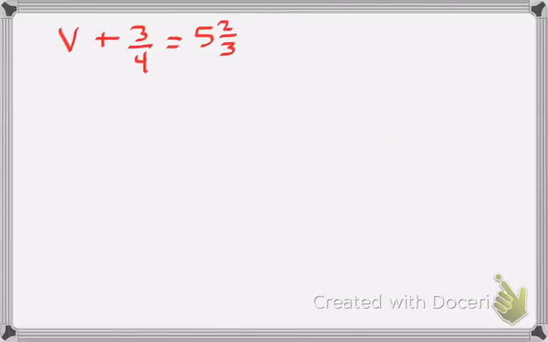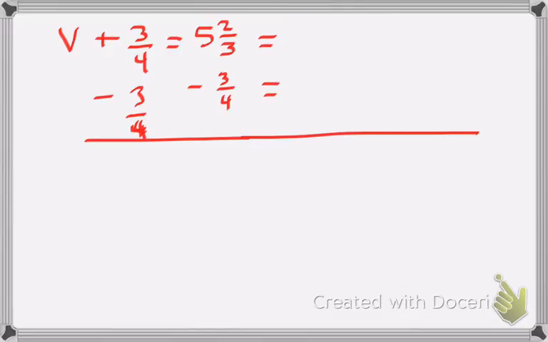Method number 2, I subtract 3/4 from both sides. Okay, and now instead of borrowing, I can convert it to a mixed number. And the mixed number, I multiply 5 times 3 is 15, then add 2. That's 17 over 3. And this is negative 3 over 4. But remember, I still need that common denominator. So it's still going to be 12.